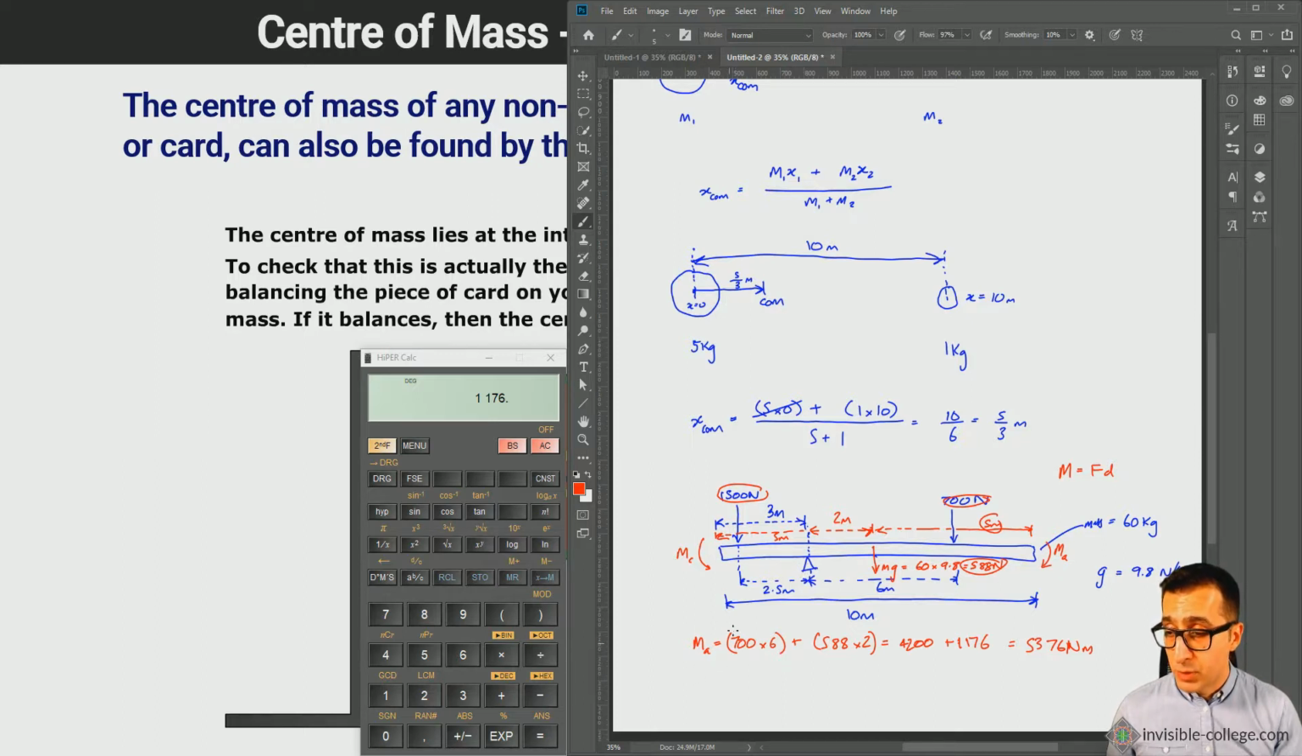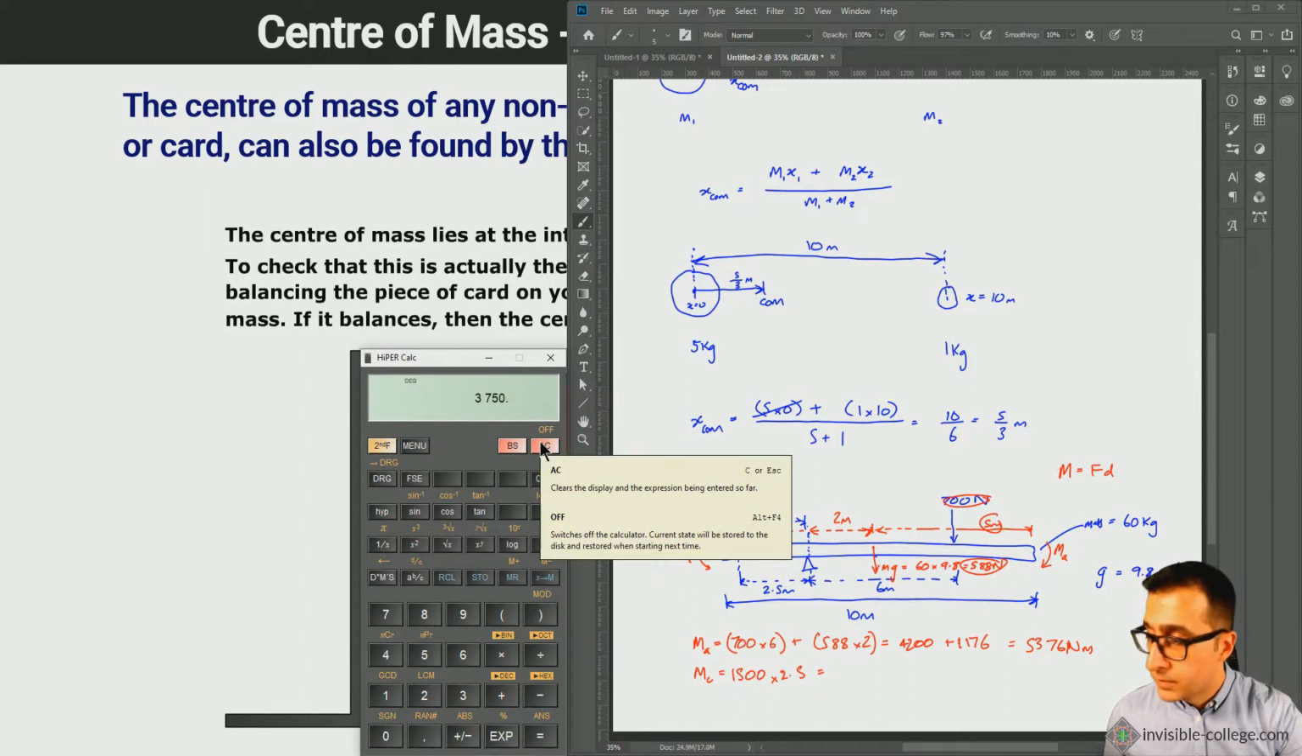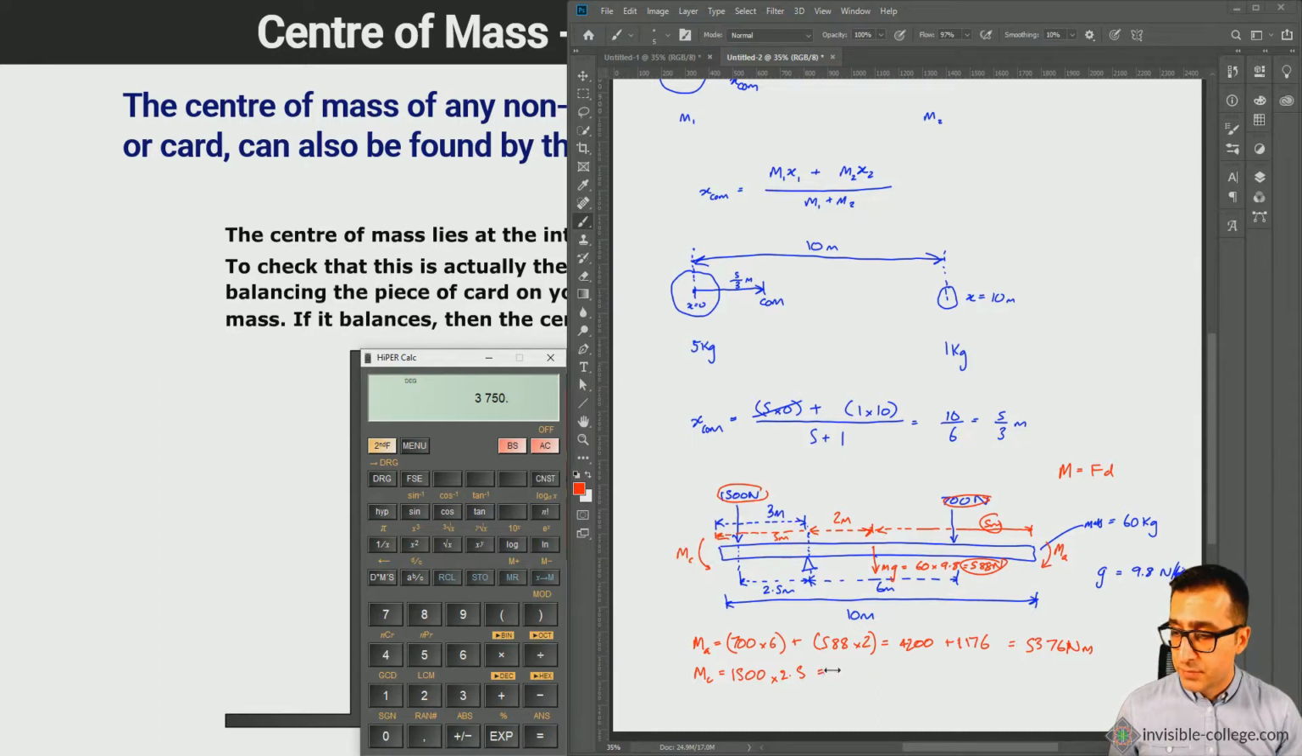So let's have a look at the clockwise moment now. Well, the clockwise moment is only the turning effect of the only force that operates to the left of the pivot point. So the clockwise moment is simply 1,500 newtons times 2.5 meters. So this is going to be 3,750 Newton meters. So of the two moments, the anti-clockwise moment and the clockwise moment, the anti-clockwise moment is greater, and so the net moment is going to be anti-clockwise.